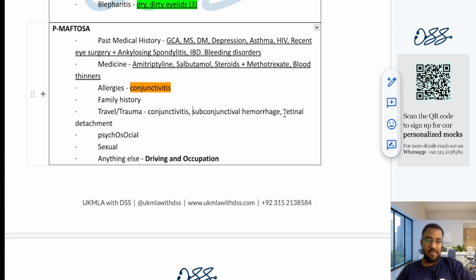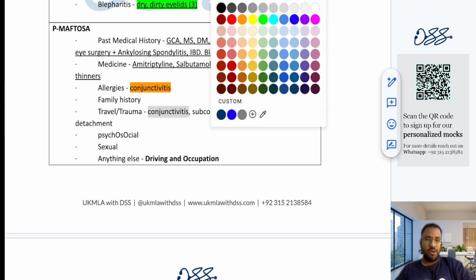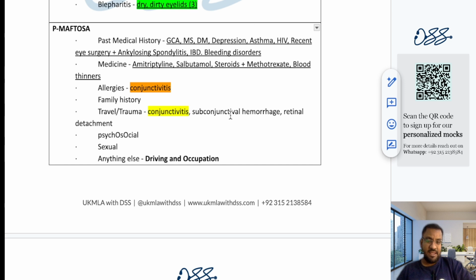Trauma for retinal hemorrhage, retinal detachment and subconjunctival hemorrhage, and recent travel may lead to conjunctivitis, because allergies are really common in those people who have recently traveled, because of lack of hygiene in the hotels they stay in and the airlines that they use.